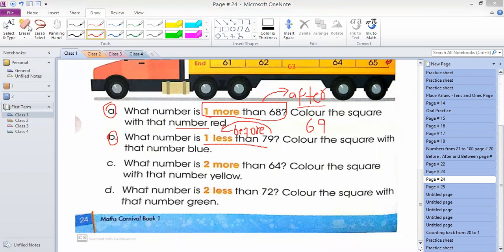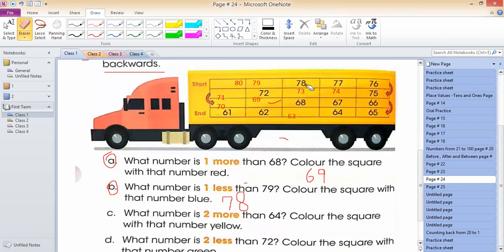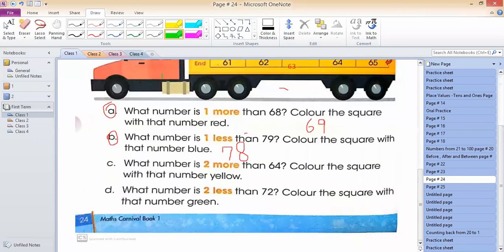78. Very good. The answer is 78. So you will say, sir, the number which comes before 79 is 78. So what you have to do, guys, is color the square with the number blue. Where is 78? This is 78, right? So this one you have to color with blue.